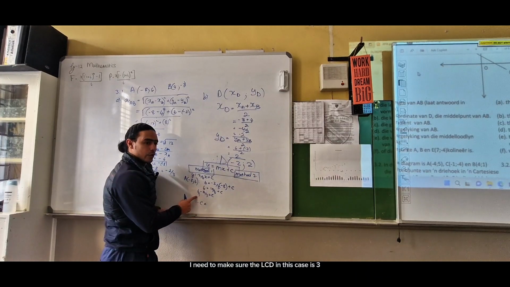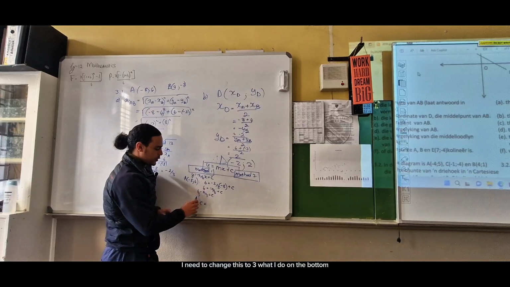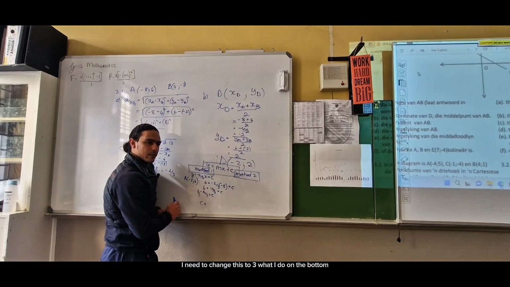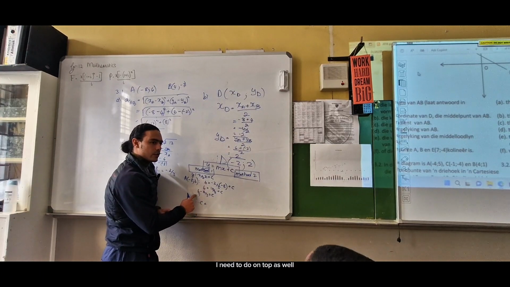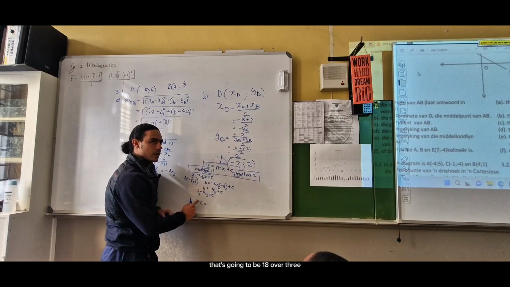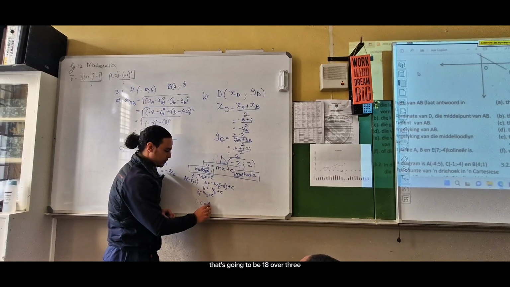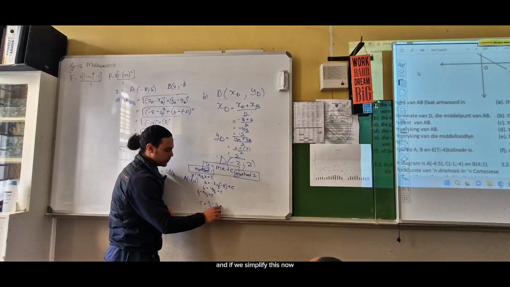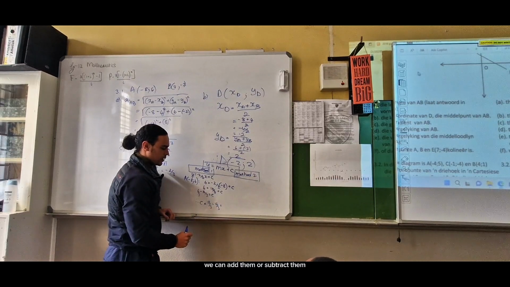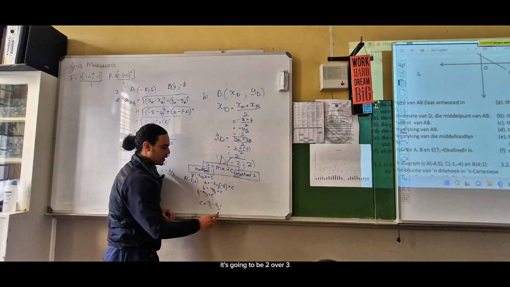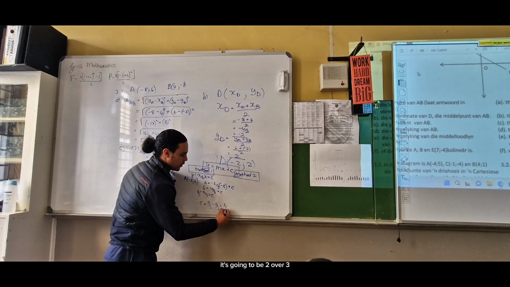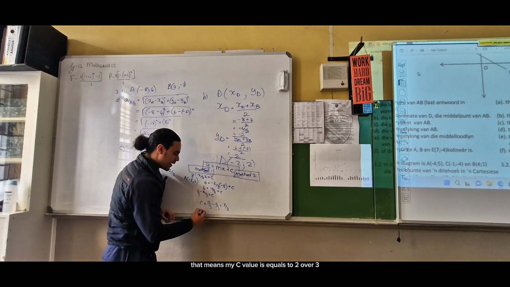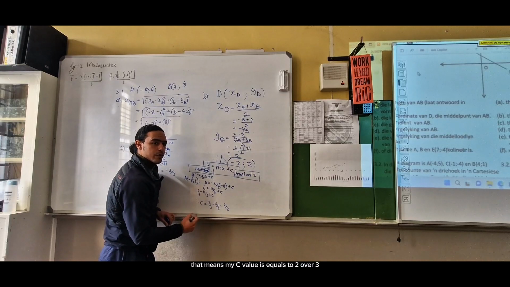I need to make sure the LCD in this case is 3. I need to change this to 3. What I do on the bottom, I need to do on top as well. That's going to be 18 over 3, minus 16 over 3. If we simplify this, now we can subtract them. It's going to be 2 over 3. That means my c value is equal to 2 over 3.